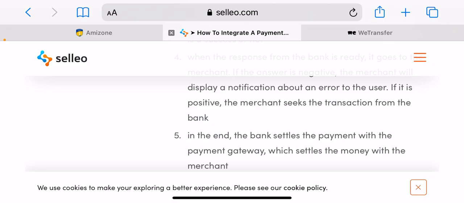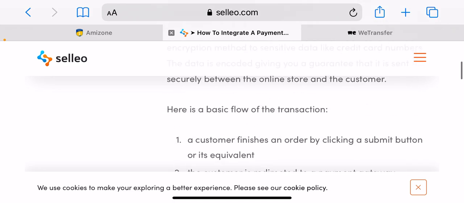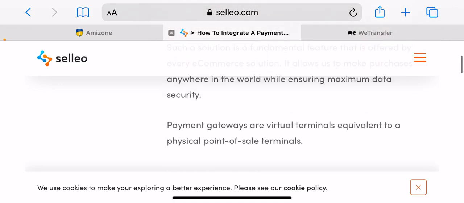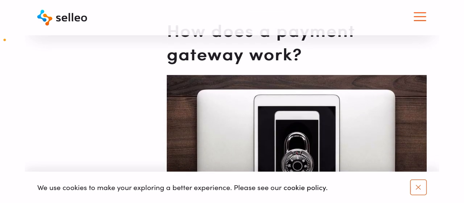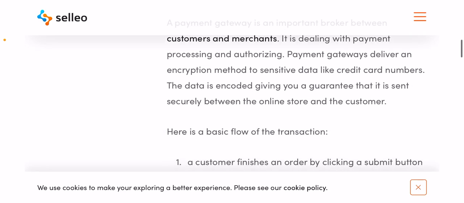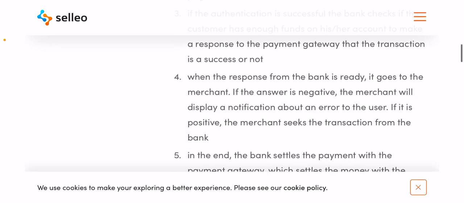So, how does a payment gateway work? It's an important broker between customers and merchants. It deals with payment processing and authorizing. Payment gateways deliver encryption methods for sensitive data like credit card numbers. The data is encoded, giving you a guarantee that it is sent securely between the online store and the customer.